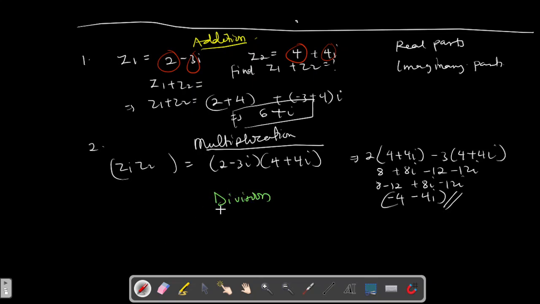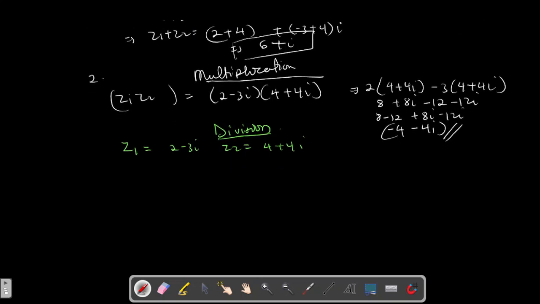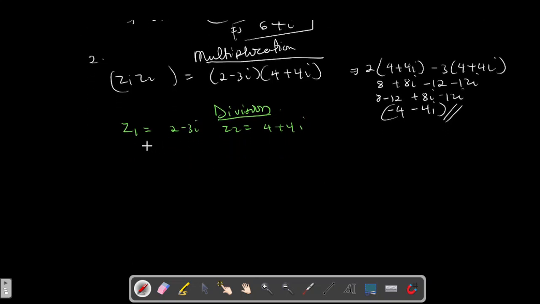Division. For division, since I have z1 equal to 2 minus 3i, then z2 is equal to 4 plus 4i. How do I divide this? As usual, z1 over z2 is equal to 2 minus 3i all over 4 plus 4i. But how do I divide this? Look at how it is.